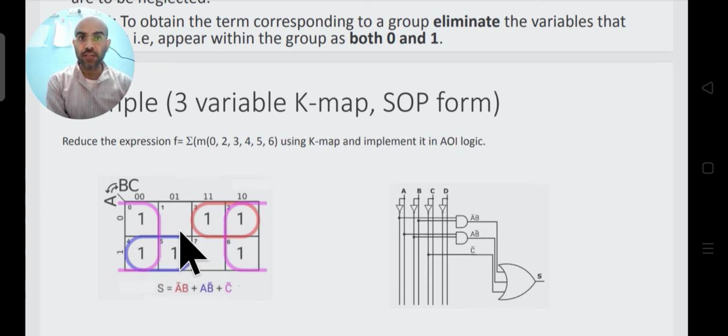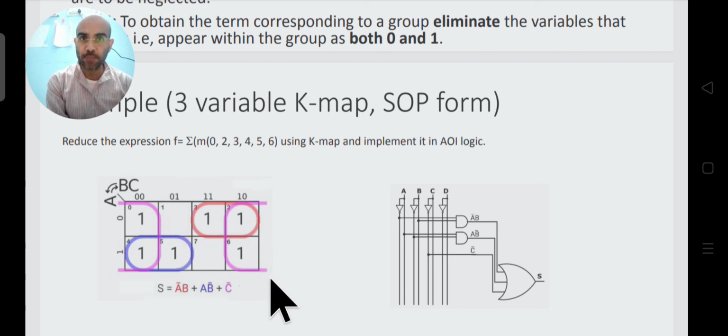Now let's see the other term. Corresponding to this, we can form the other pair as well, because this one is still remaining. If we form this pair, then your answer is A B bar, following the same rule. A is not changing and B is also not changing, so B is B bar. C is changing, so we have dropped C here.